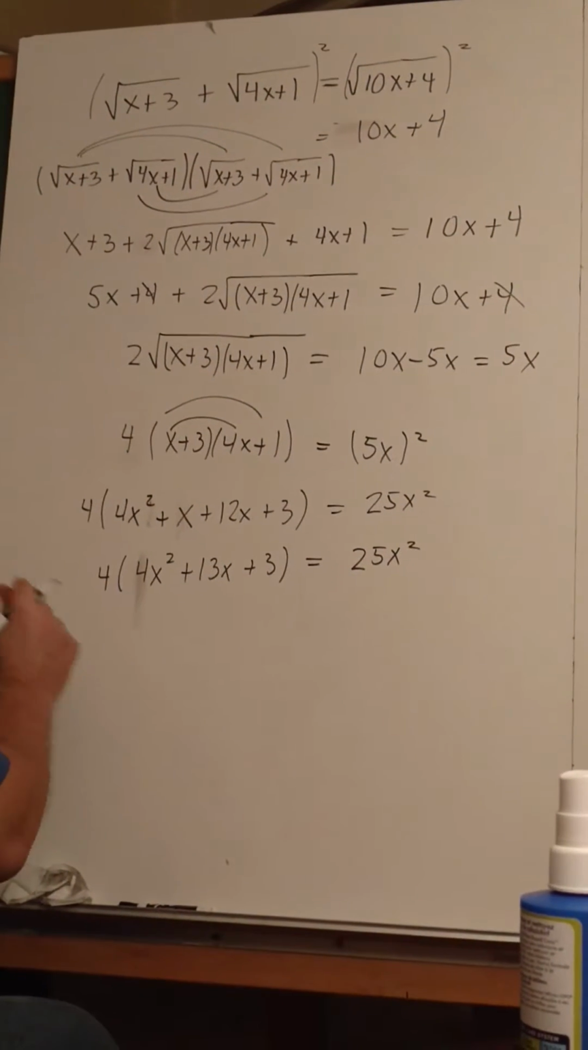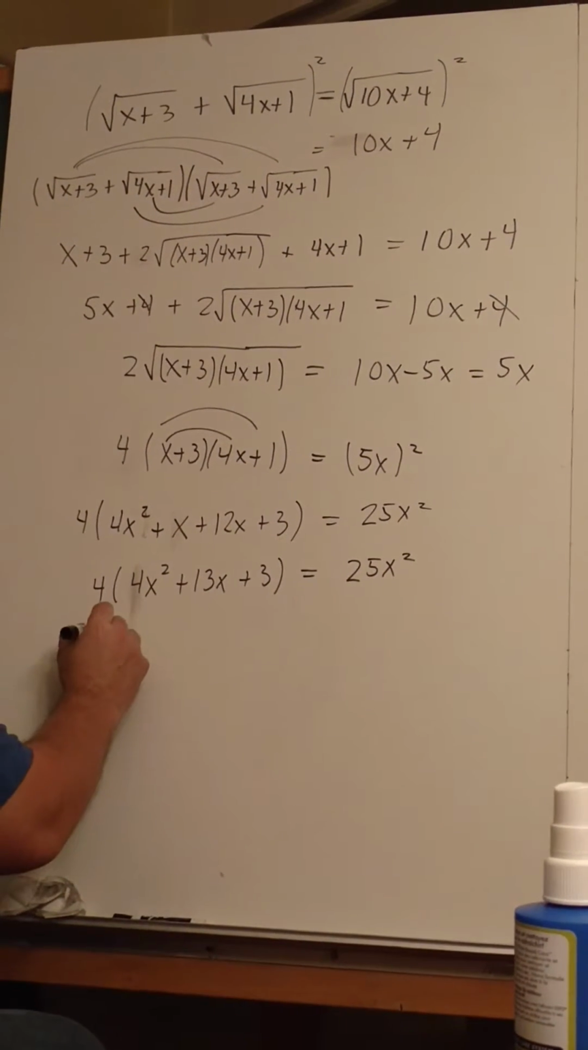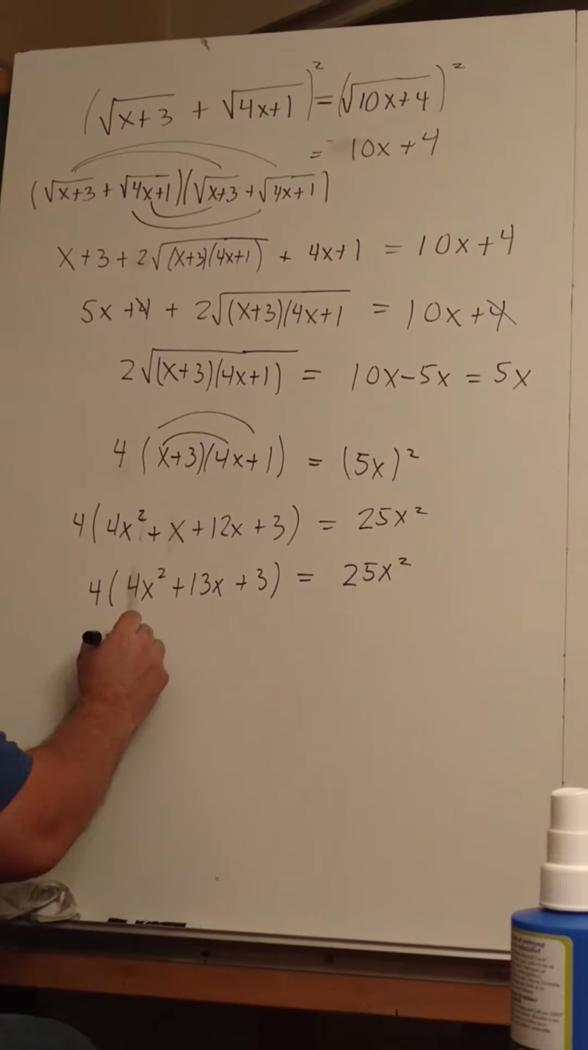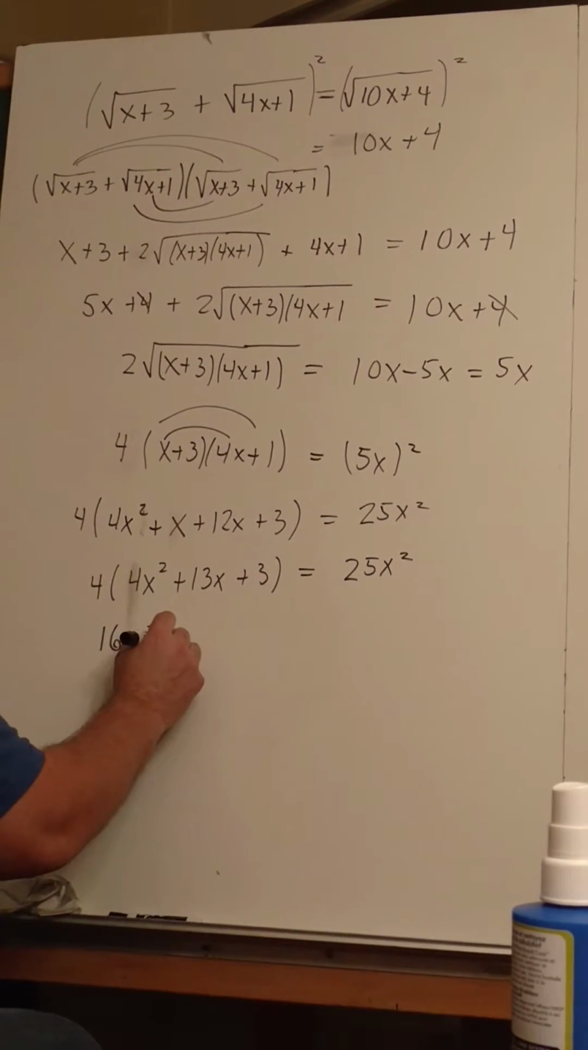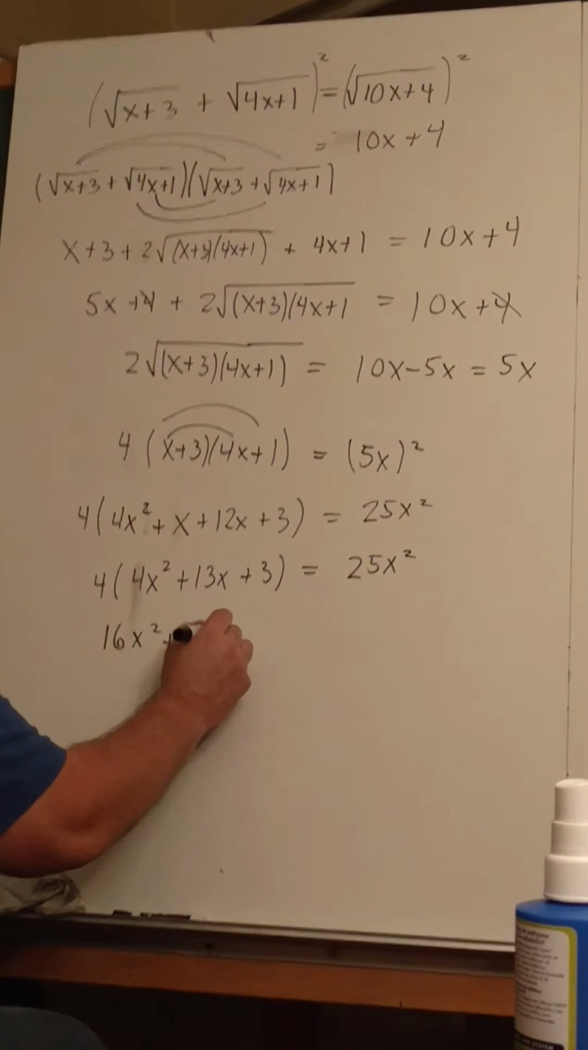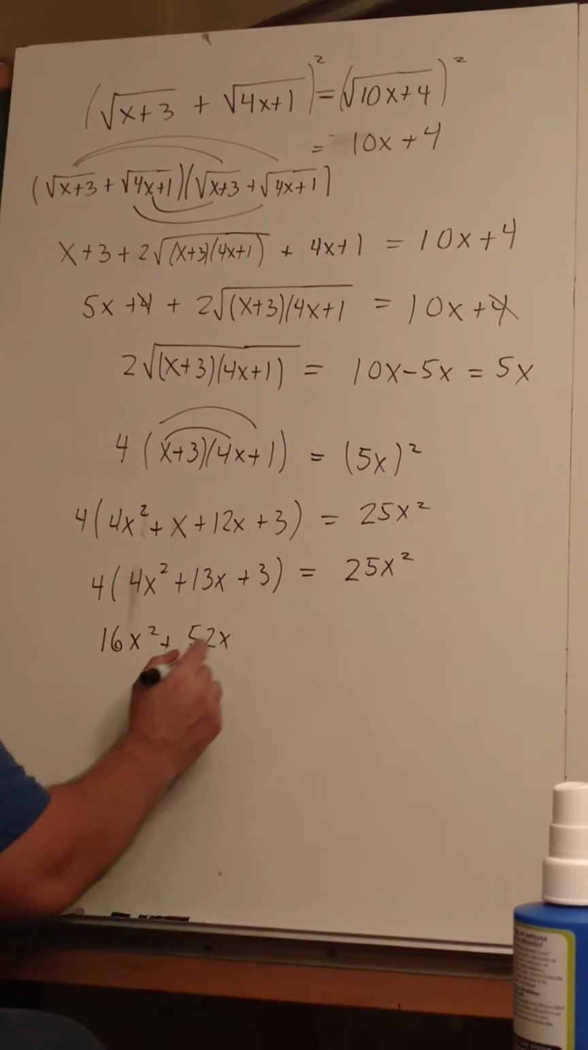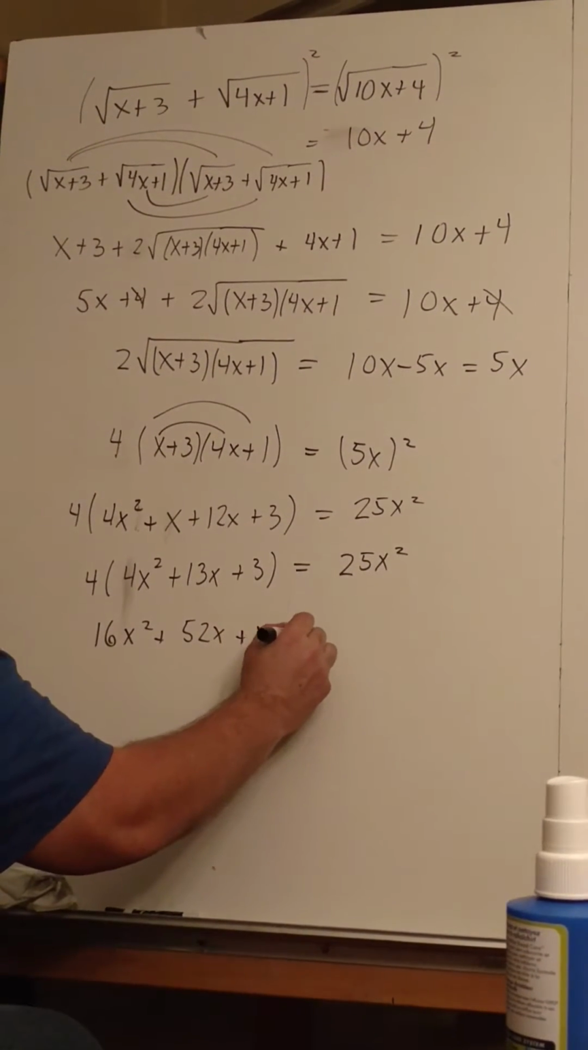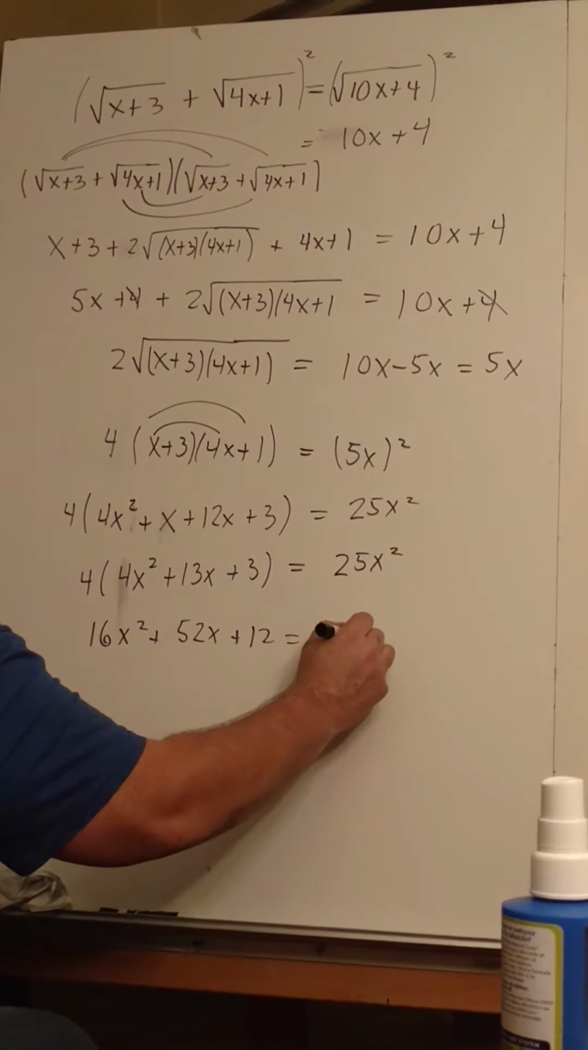Okay, so now I combined like terms. I'm going to multiply everything by 4. 16x squared plus, that ends up being 52x. If you don't believe me, do the math yourself. Plus 12 equals 25x squared.